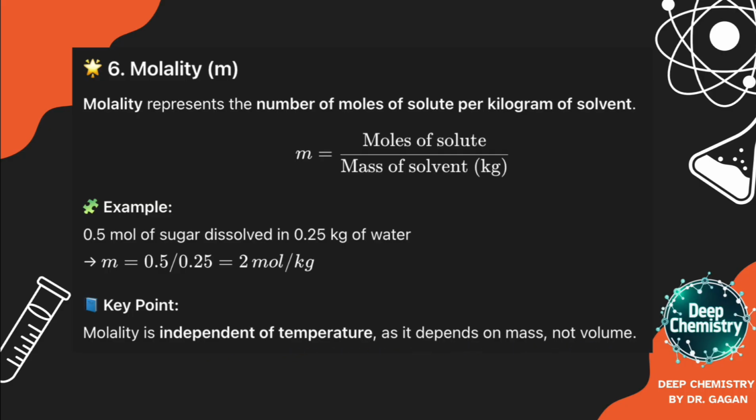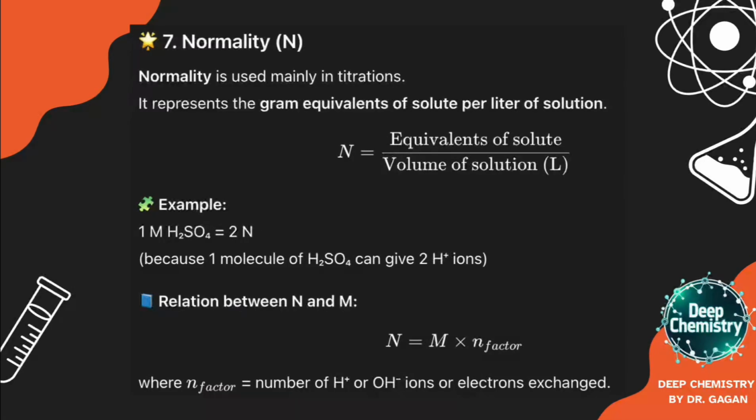That's why it's preferred in topics like boiling point elevation and freezing point depression. Next is normality, another way to express the concentration, especially used in titration problems. It tells us how many equivalents of solute are present per liter of solution. Normality, represented by capital N, is equal to equivalents of solute divided by volume in liters.